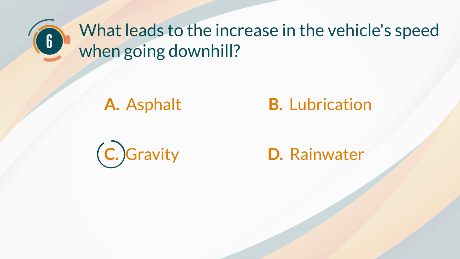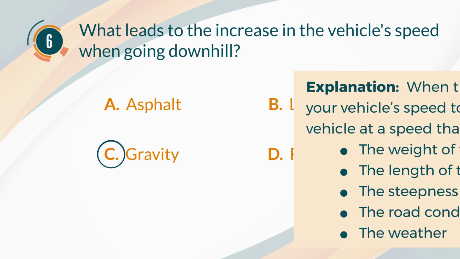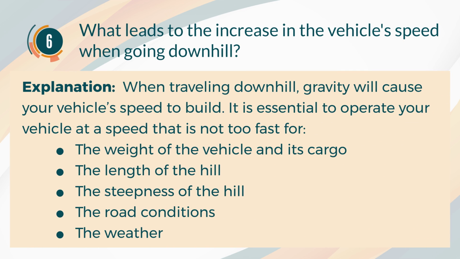The correct answer is C. Gravity. Explanation. When traveling downhill, gravity will cause your vehicle's speed to build. It is essential to operate your vehicle at a speed that is not too fast for the weight of the vehicle and its cargo, the length of the hill, the steepness of the hill, the road conditions, and the weather.